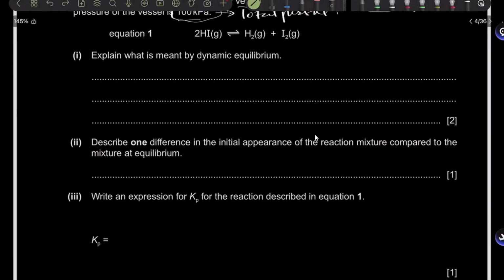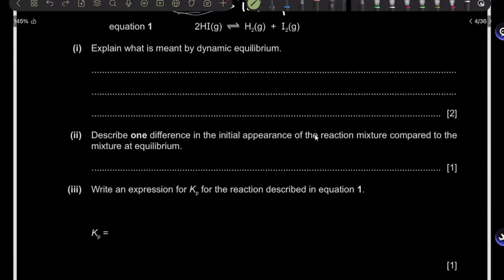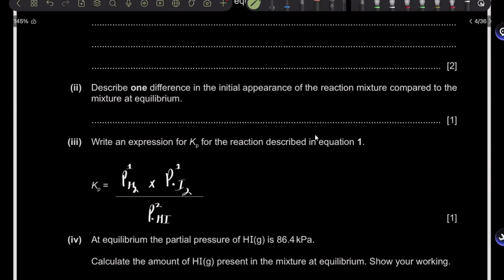So let's write the expression. For Kp, now you have to write the expression. So partial pressure of H2, that's on the right hand side, multiplied by partial pressure of I2, that's on the right hand side. And both will have a power 1 because both molar coefficients are 1 in the equation. And then on the left hand side, partial pressure of HI gas to the power 2. Why? Because it has a molar coefficient of 2. So this is the Kp expression.